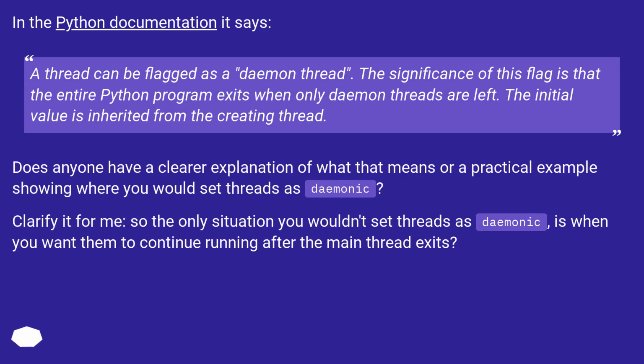In the Python documentation it says, a thread can be flagged as a daemon thread. The significance of this flag is that the entire Python program exits when only daemon threads are left. The initial value is inherited from the creating thread. Does anyone have a clearer explanation of what that means, or a practical example showing where you would set threads as daemon? Clarify it for me.